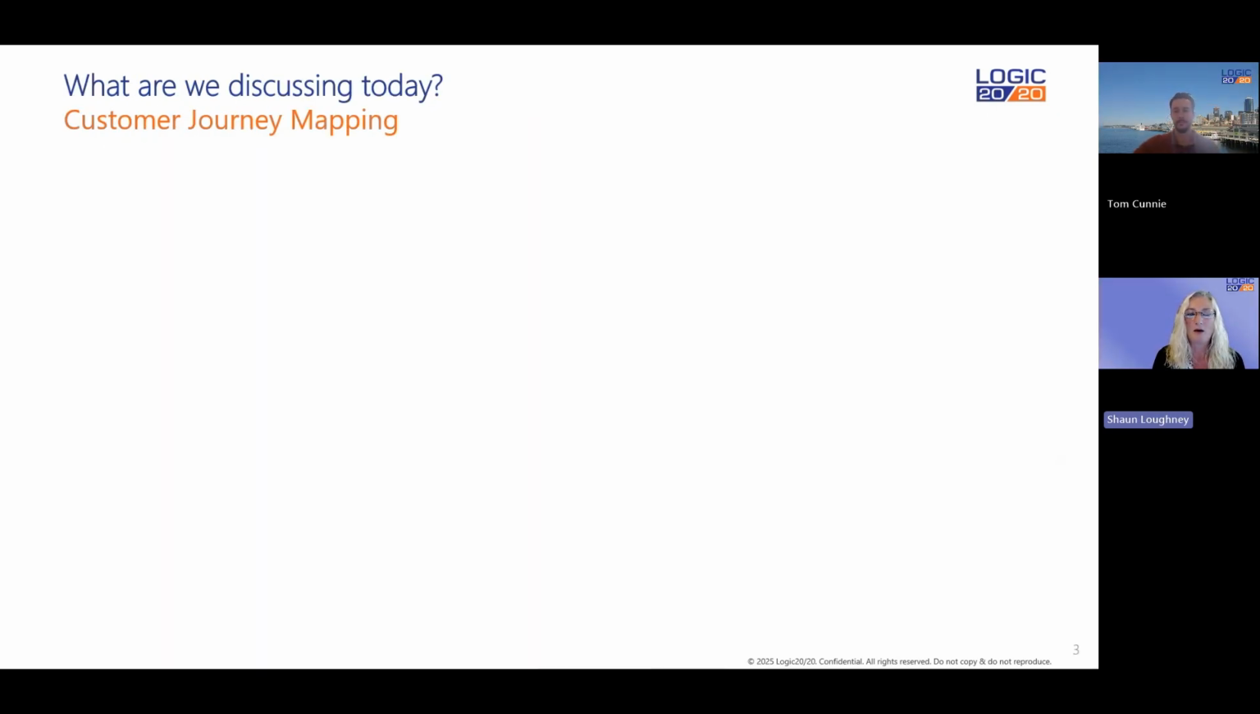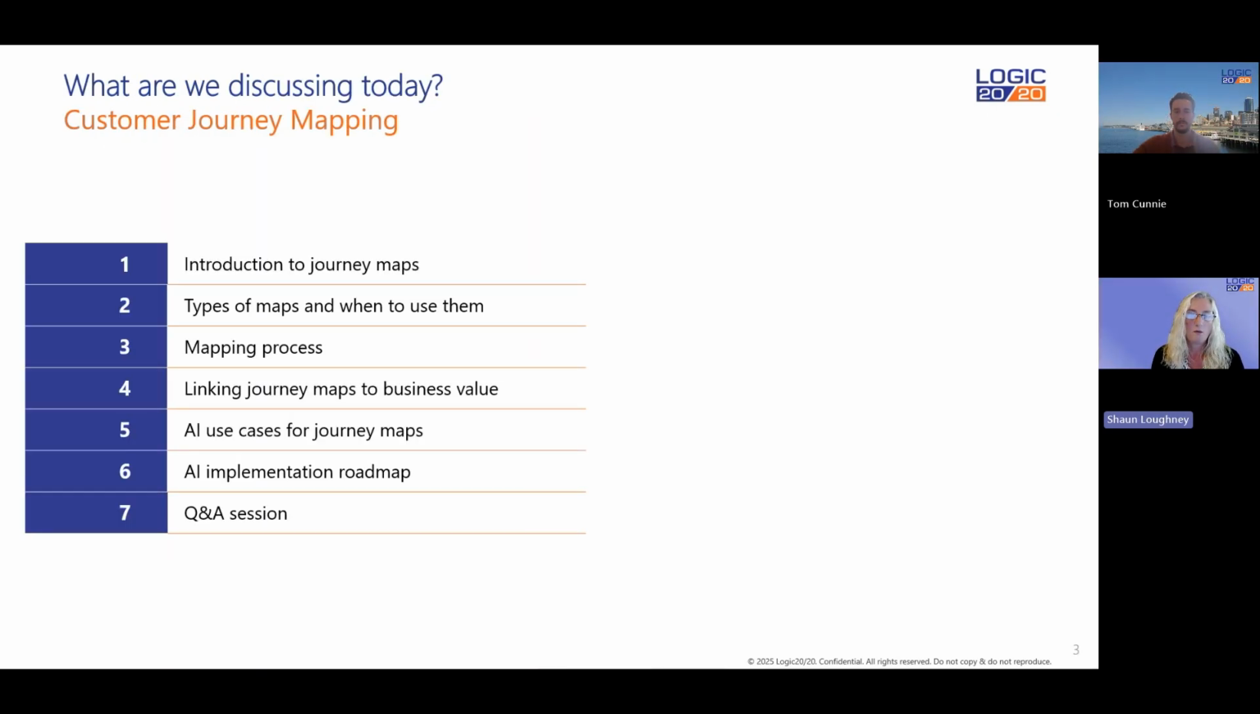So let's talk a little bit about what we're presenting today. We're going to give you an introduction to the journey maps, the types of maps and when to use them. We're going to give you a small mapping process to do these maps, but most importantly, we are going to show you how to link these journey maps to business value. We're also going to talk about AI use cases for journey maps and also provide an AI implementation roadmap. At the end of this session, we have provided you an email so that you can reach out with any questions or comments at the end of the presentation.